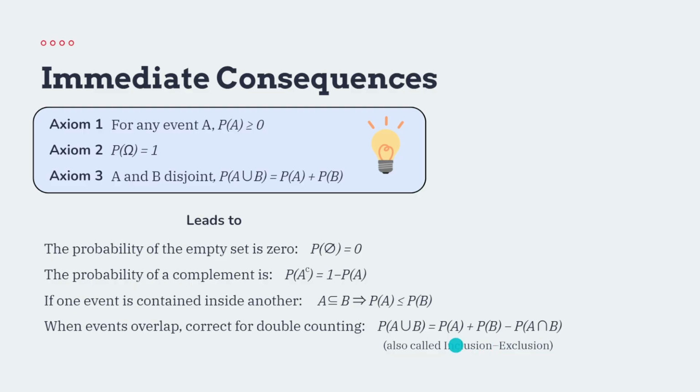Now notice that even though A and B do not overlap, this equation still holds true because P of A intersect B becomes 0, and this is just the third axiom. This whole equation is also called the inclusion-exclusion principle.